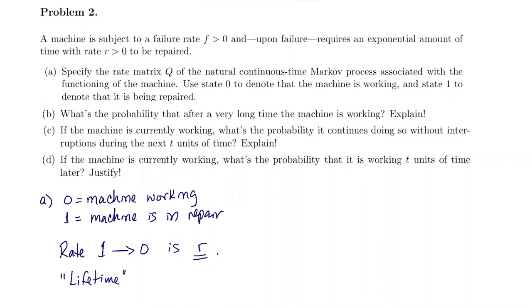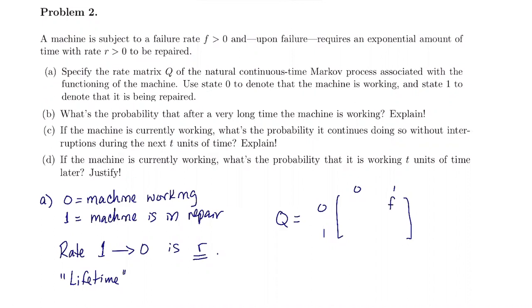So with that, we're ready to put together our generator matrix. It's typically called Q. It's got a row and column for each state in the state space, and I would recommend leaving the diagonals to the end. So the first entry I'm going to fill in here is the 0, 1 entry. So this is the rate of moving from state 0 to state 1. And so in words, this is the rate of moving from working to being in repair. So this is the rate of the lifetime being used up. It's the lifetime rate, or F, which is a failure rate.